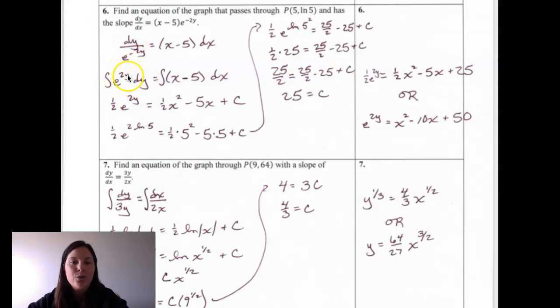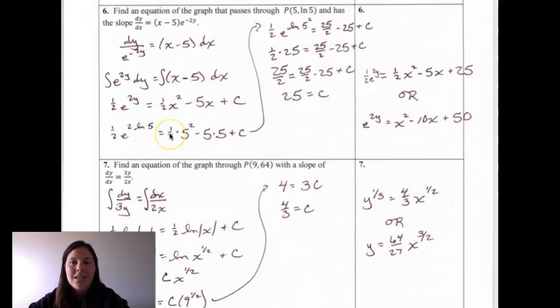Integrating e to the 2y, you could use u substitution and let u equal that 2y, but I just kind of undid the chain rule. So the integral of e is e. If I took the derivative, I'd multiply by 2. So when I take the integral, I divide by 2. Over here, this is just your basic power rule. Integral of x is 1/2 x squared, and integral of negative 5 is negative 5x.